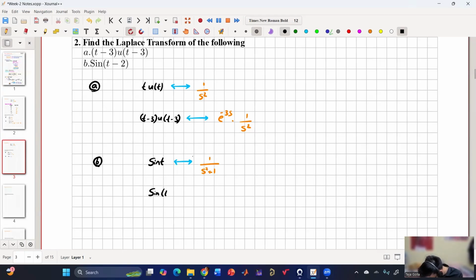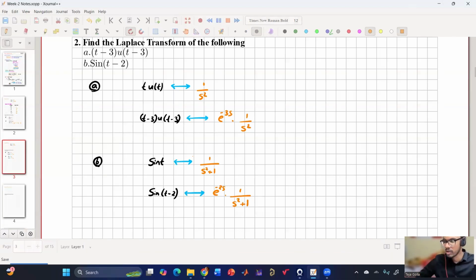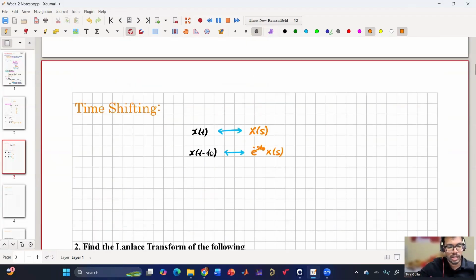Now sine of t minus 2. What will be the Laplace transform of this? e raised to minus 2s into 1 upon s square plus 1. Yes, x of s will remain the same, just it will be multiplied by e to the power minus 2s. Very good. So in this slide, we have learned about time shifting.